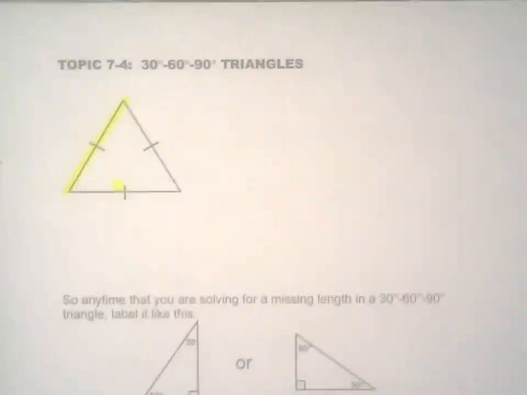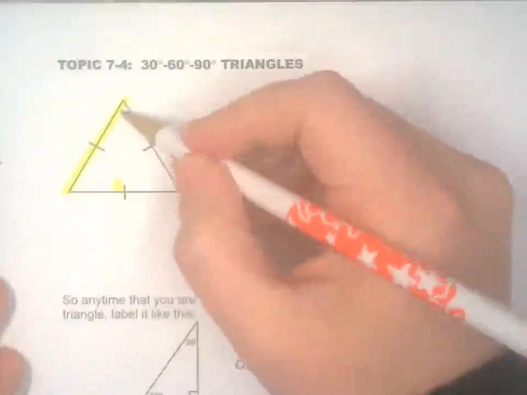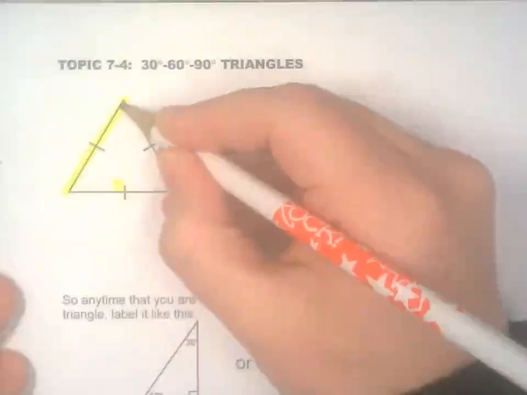Hi guys, we're doing special right triangles again. Yesterday we did 45, 45, 90. Today we're going to do 30, 60, 90. It's also special because we're going to have the ratios. Now, just a little background information here. I won't ask you this, but it's just cool to know.